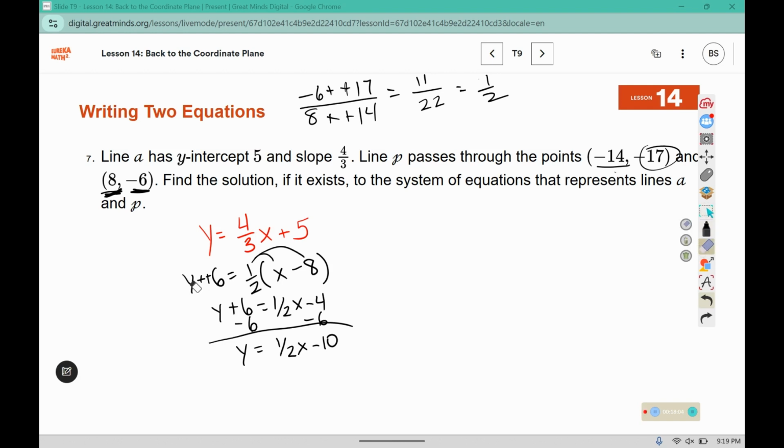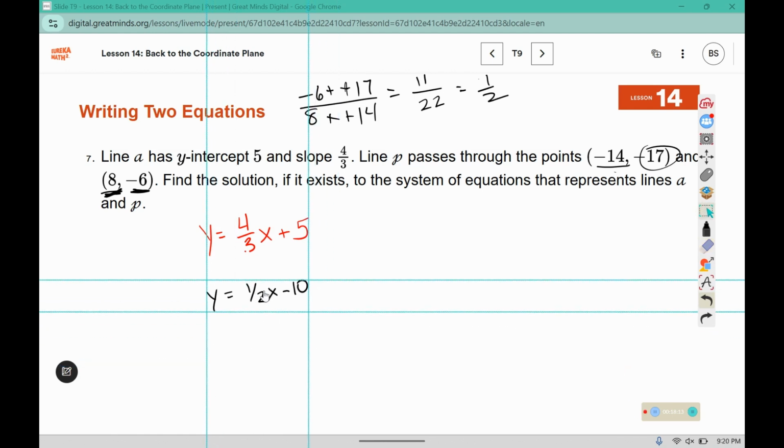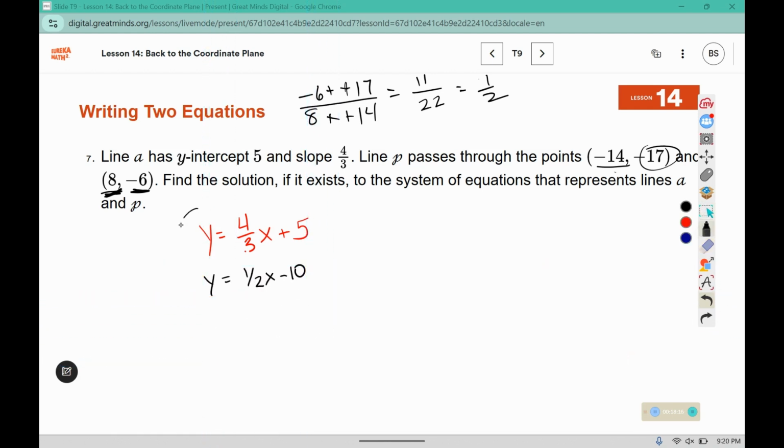So now I have these two equations to work with in our system. They are both equal to y, so I can rewrite that equation as equal to each other. I personally do not enjoy working with fractions, so I'm going to do what I call fraction busting. A common denominator between 2 and 3 is 6.